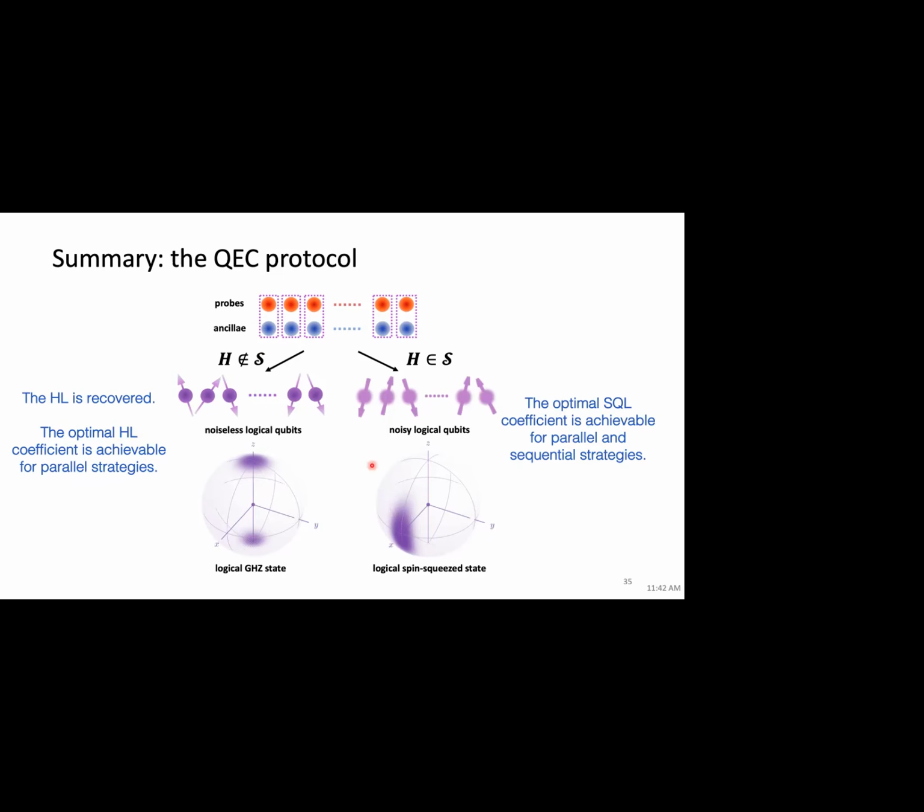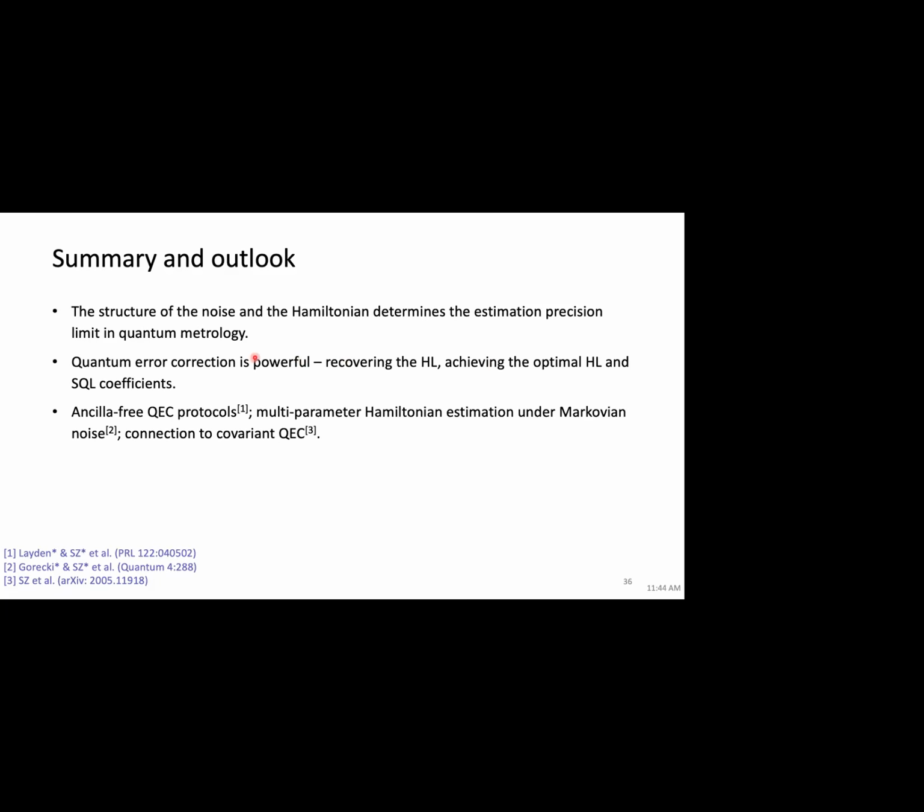To conclude, we have shown that the structure of the noise and the Hamiltonian determines the estimation precision limit in quantum metrology. We have also shown that quantum error correction is powerful. We can use it to recover the Heisenberg limit, and also to achieve the optimal HL and SQL coefficients. And there are some generalizations of what I've talked about here.